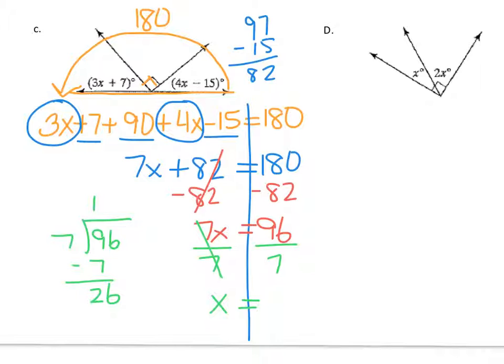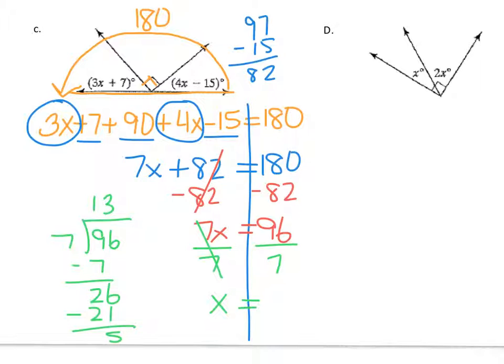So 7 goes into 26 3 times. I feel like I might have made a mistake. Let me just double check my work here. 3x plus 7 plus 90 equals 4x minus 15. So we combine our like terms. We get 7x. 7 plus 90 is 97. Minus 15 is 82. Positive 82. So subtract 82 from both sides.